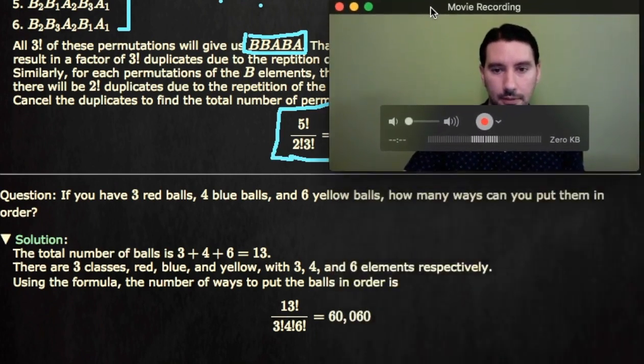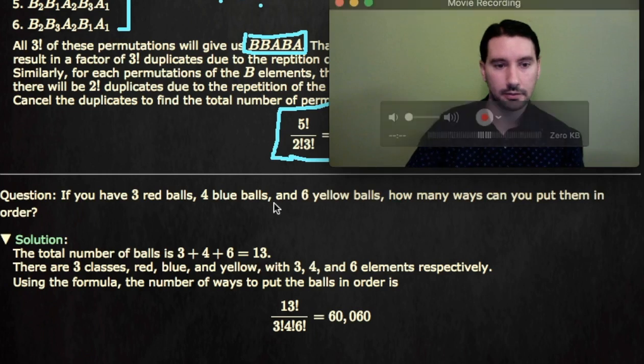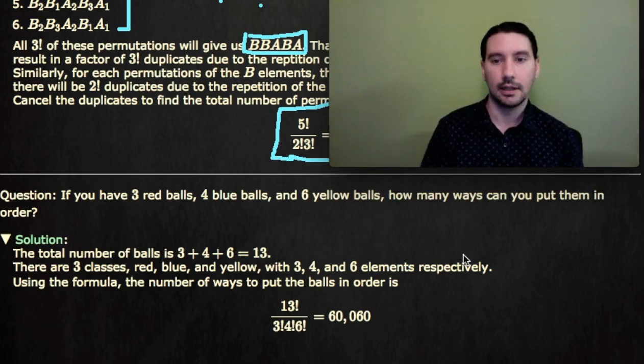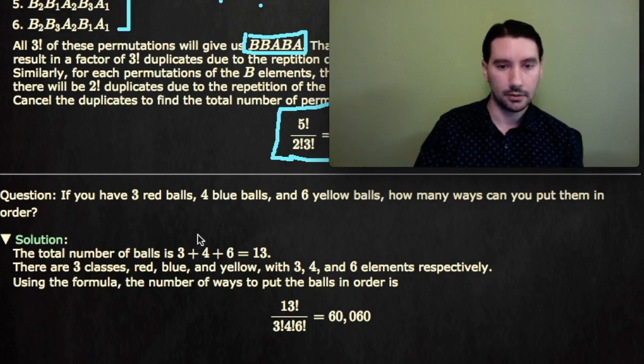So if you go through the example problem, hopefully you've done that, or don't look at the solution before you try it for yourself. But if you have 3 red balls, 4 blue balls, and 6 yellow balls, how many ways can you put them in order? Well, there are 13 total balls. 3 plus 4 plus 6 is 13. And there are 3 classes, red, blue, and yellow, with 3, 4, and 6 elements.